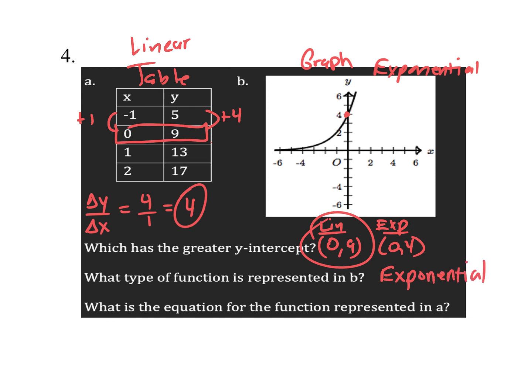And what is the equation for the function represented in A? Okay, so we know the rate of change, and we know the y-intercept, and that's all you need. So y equals 4x plus 9. Remember that slope-intercept form where m is the slope and b is the y-intercept.